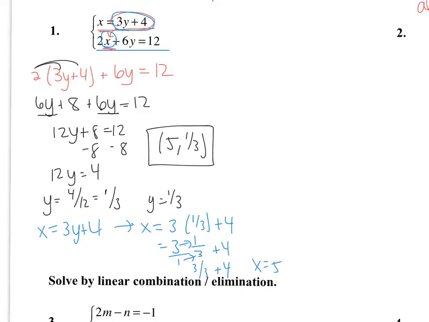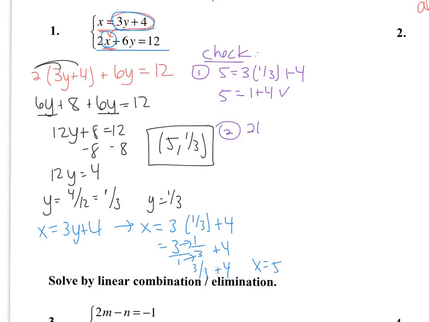Now, to check our answer, all we have to do is substitute that answer back into both equations, not just one, both of them. I always like you to check. Checking the first equation, I have 5 equals 3 times 1/3 plus 4. So I have 5 equals 1 plus 4. That works. For my second equation, I have 2 times 5 plus 6 times 1/3 equals 12.